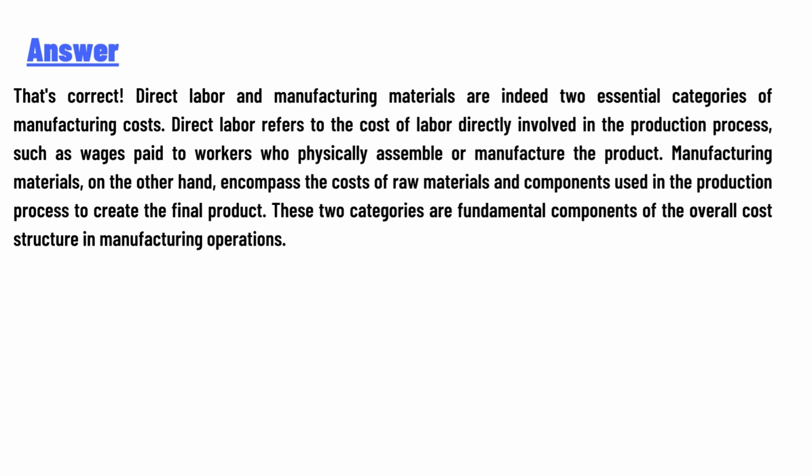Direct labor refers to the cost of labor directly involved in the production process, such as wages paid to workers who physically assemble or manufacture the product. Manufacturing material, on the other hand, encompasses the cost of raw materials and components used in the production process to create the final product. These two categories are fundamental components of the overall cost structure in manufacturing operations.